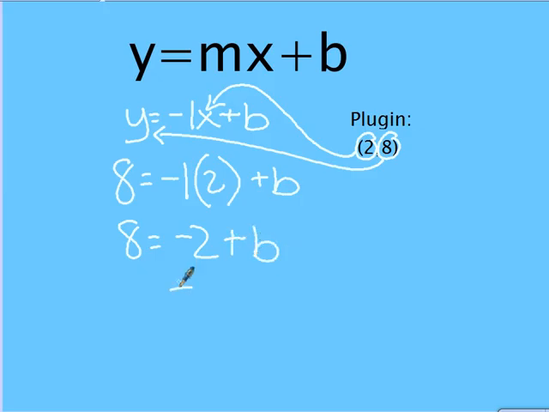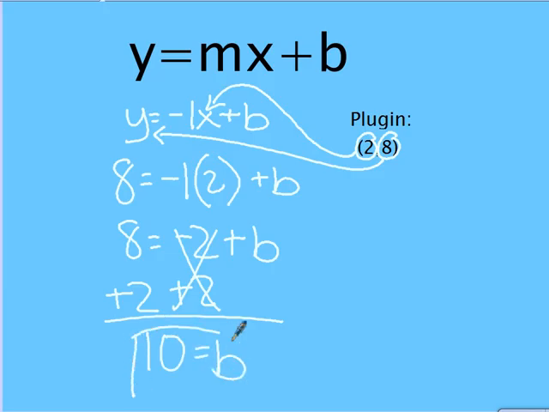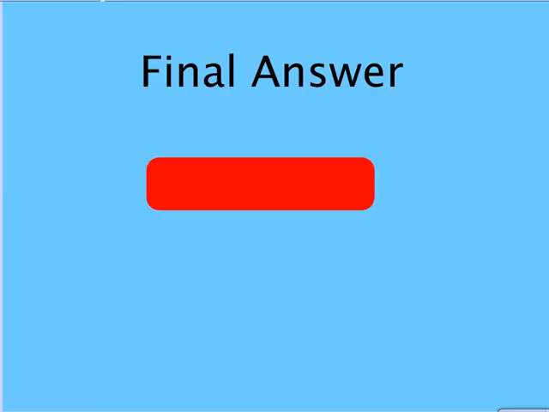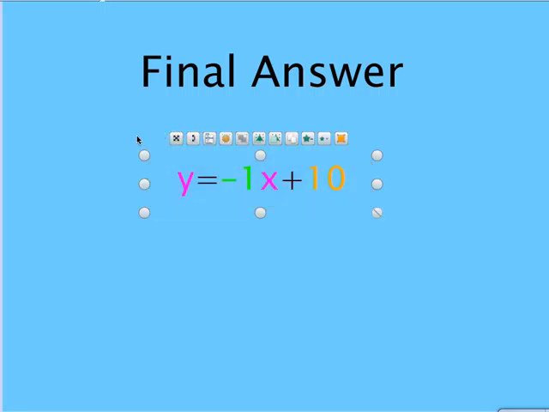Add 2 on both sides. The 2's cancel each other out. 8 plus 2 is 10, so 10 is our y-intercept. Make sure that in your final equation you only have the slope and y-intercept as numbers and the x and y as variables. So our final answer would be y equals negative 1x plus 10. Negative 1 is the slope and 10 is the y-intercept.